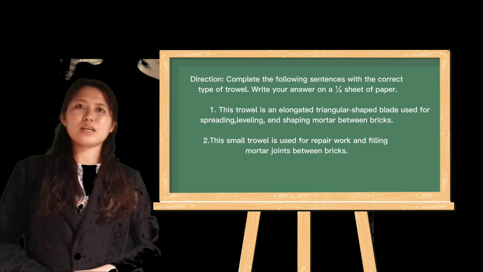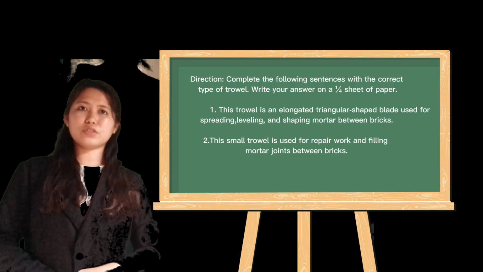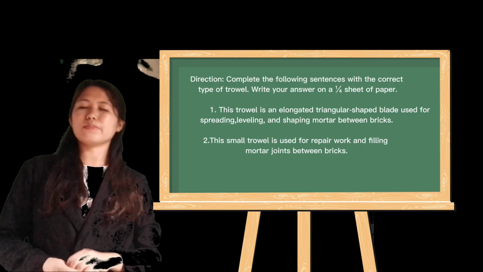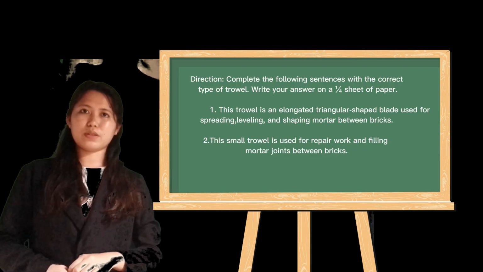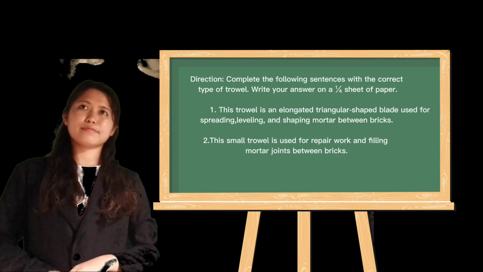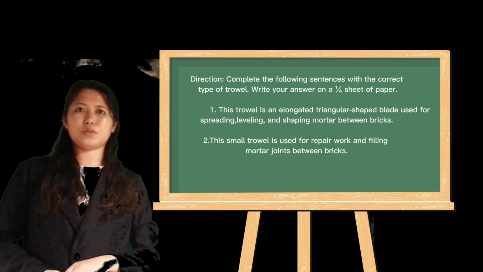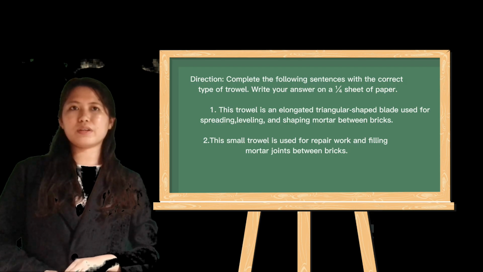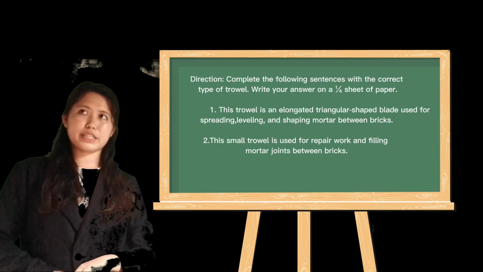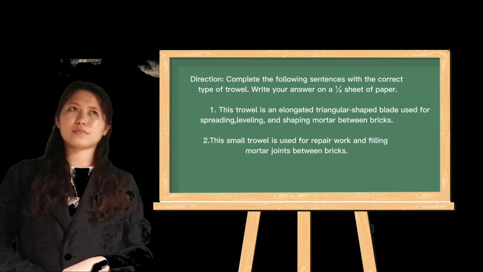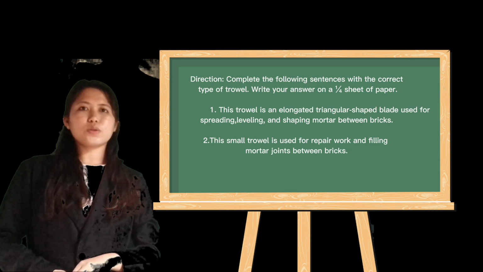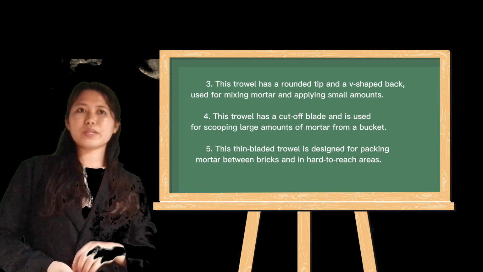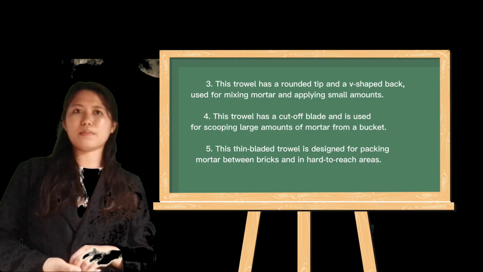Number 1. This trowel is an elongated triangular shaped blade used for spreading, leveling, and shaping mortar between bricks. Okay, number 2. This small trowel is used for repair work and filling mortar joints between bricks. Okay, number 3. This trowel has a rounded tip and V-shaped back, used for mixing mortar and applying small amounts.